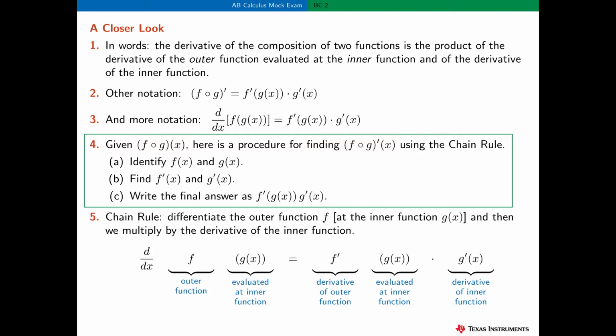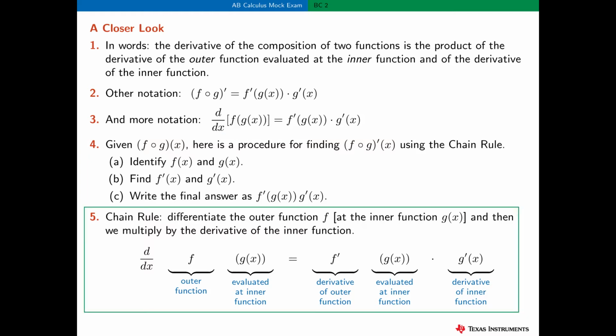Now, the most important part, and perhaps the most difficult thing before applying the chain rule, is to correctly identify the outer and the inner functions, f of x and g of x. And this just takes practice. Once f and g are identified, then find f prime of x and g prime of x separately. And finally, put everything together and write the derivative of the composite function as f prime of g of x times g prime of x.